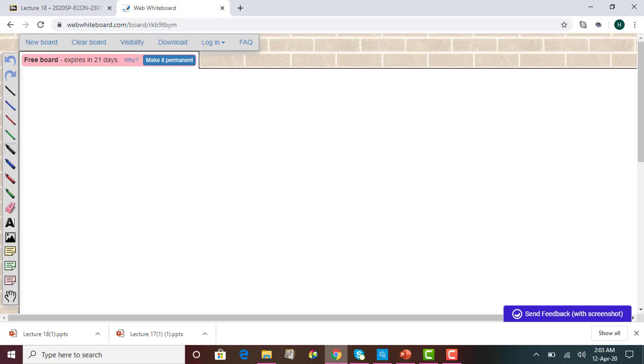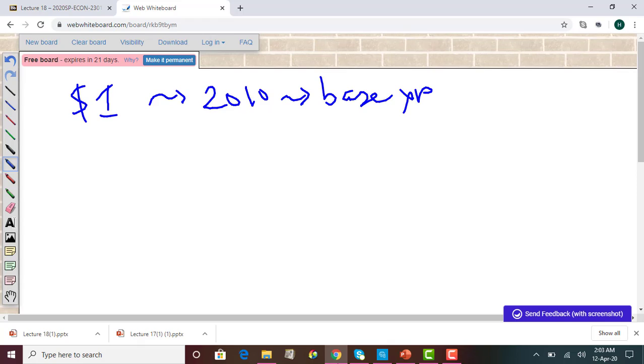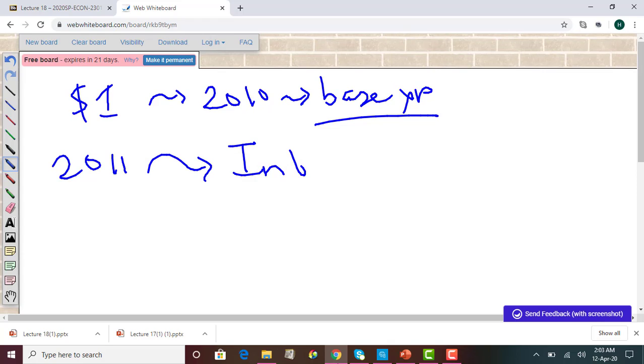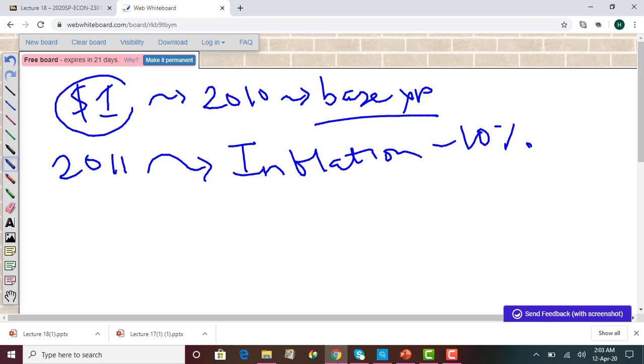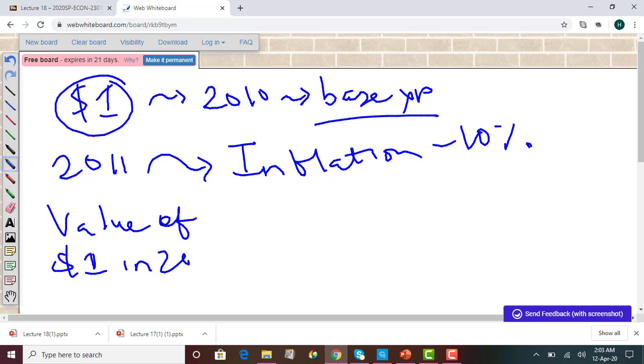Let's start with a very simple example. Let's say we have $1 in 2010, and 2010 is your base year. Now in 2011, prices have gone up by 10%. In other words, inflation is 10%. So what is the value of this $1 in 2011?